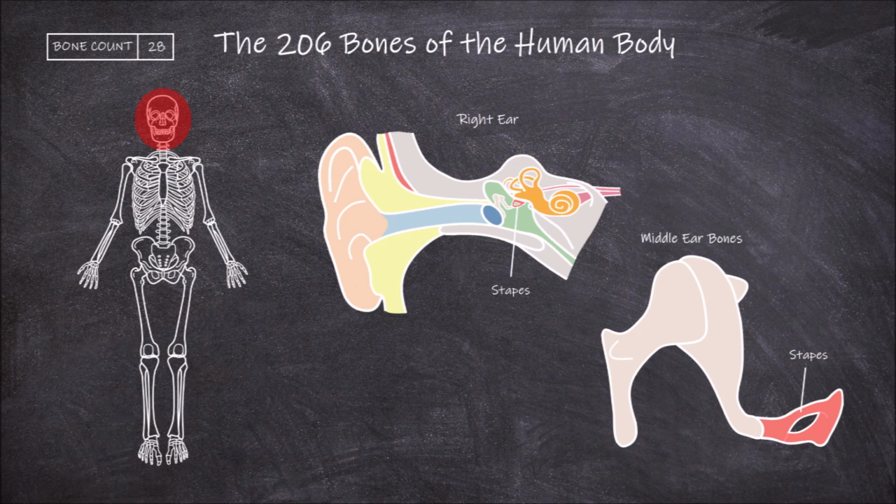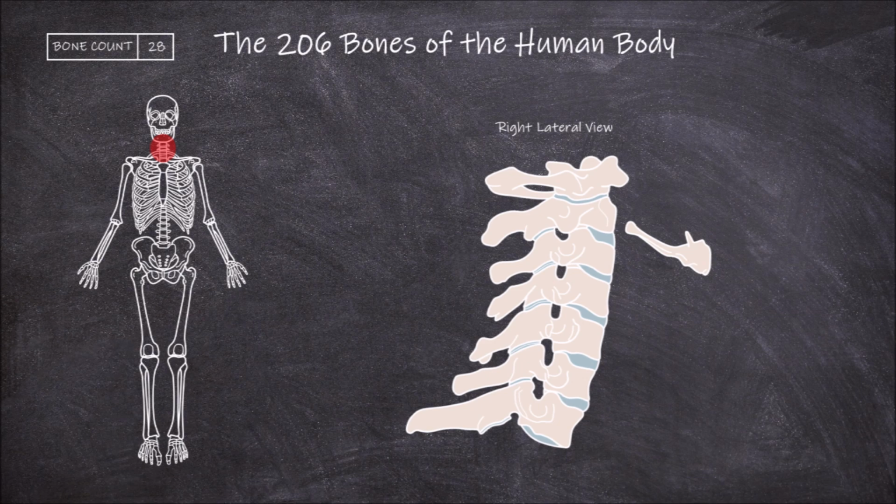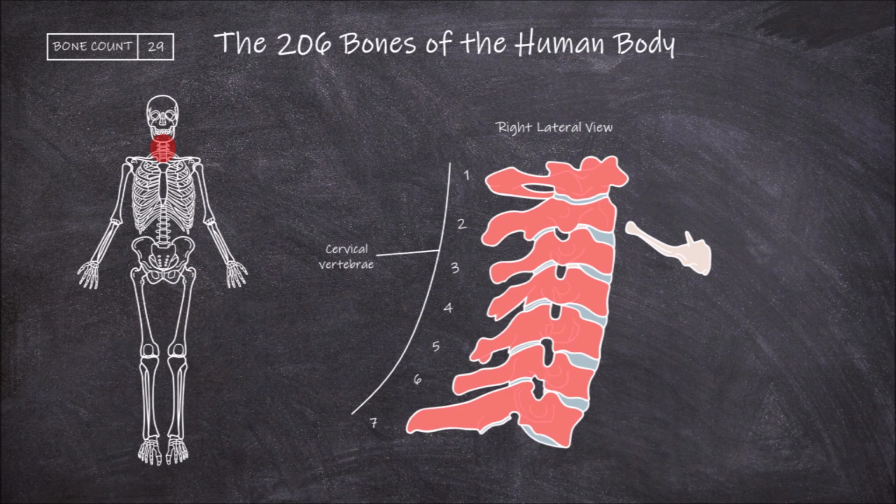If we now move on to the bones of the neck, we have the next 8 bones. First we have the hyoid bone. This takes us up to a total of 29 bones. Next are the 7 cervical vertebrae. This takes us up to 36 bones.